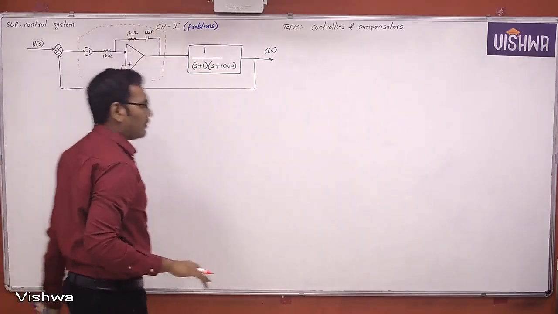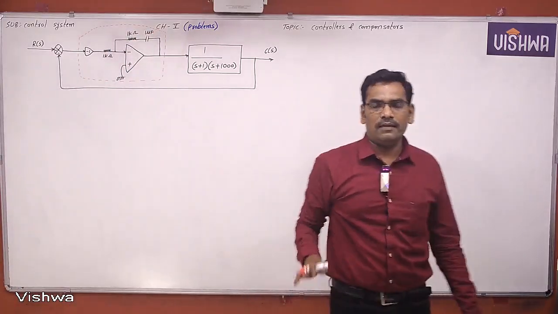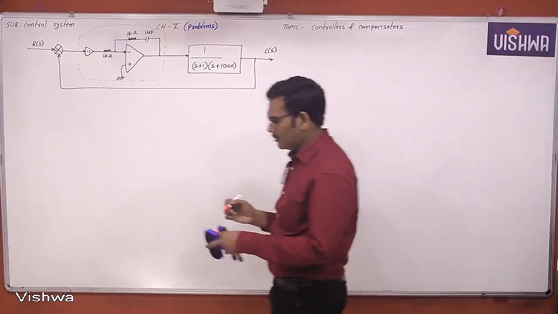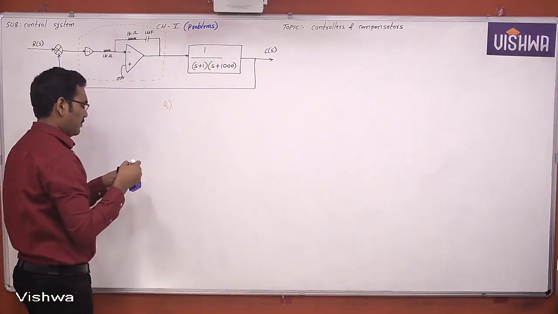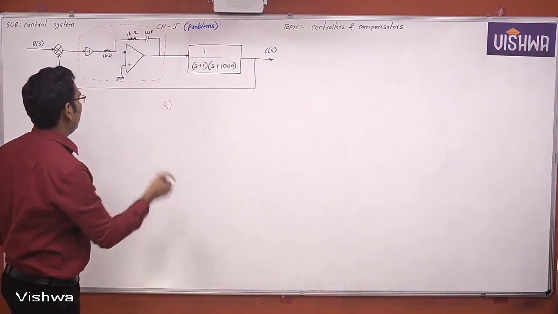Right, now this is the given diagram. Now first I will explain what questions he is asking. Okay, now he is asking question number 1. What is question number 1?